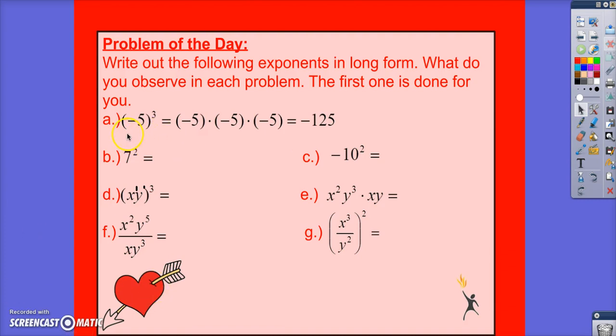All right, -5 quantity to the third power is not like -15 by multiplying them. You write them out, get -125. If I do the next one, I get 7 squared is 7 times 7, which is 49.